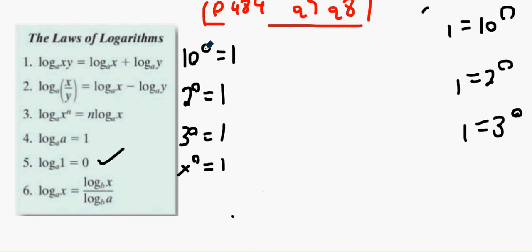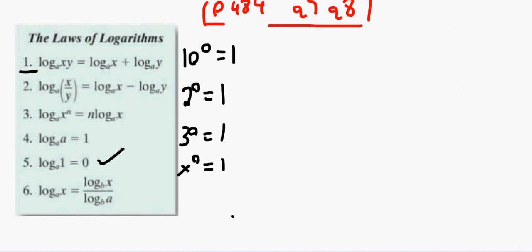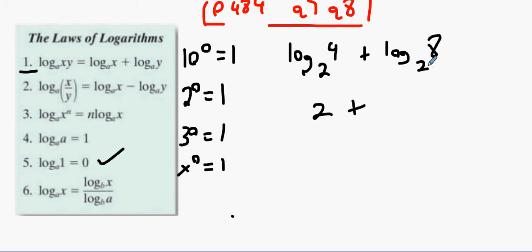Now, in law 1, they have to be the same base. So, here's what you can do. I could say, for argument's sake, log 4 base 2 plus log 8 base 2. What's log 4 base 2, anybody? How many 2's do we need to make 4? 2. How many times do we need to multiply 2 by itself to make 8? So the answer would be 5. Alright? This is called the multiply rule.